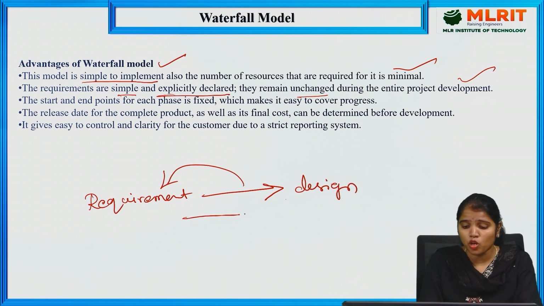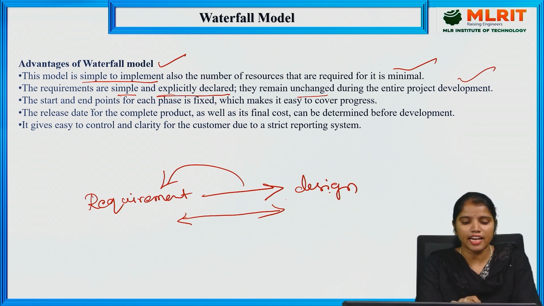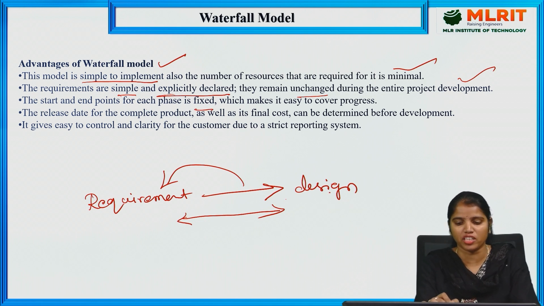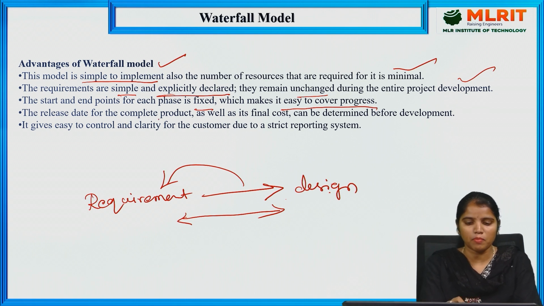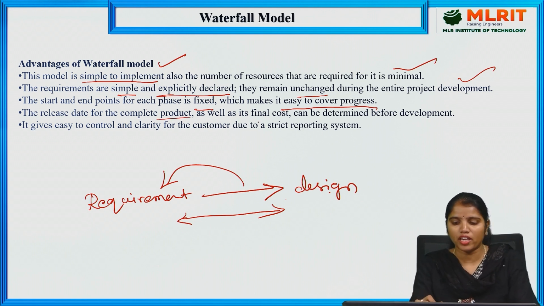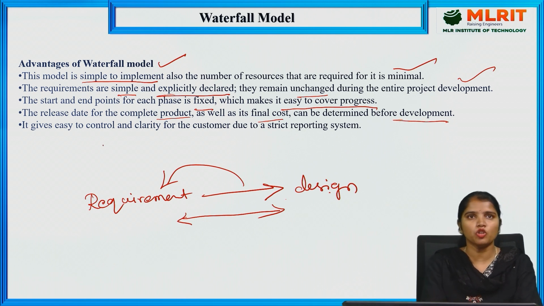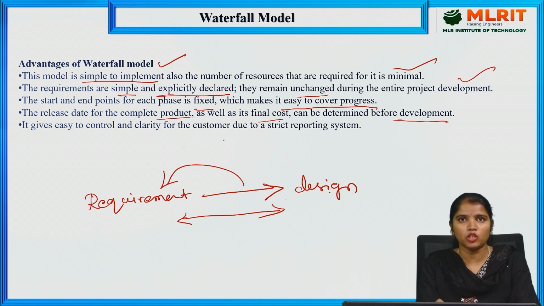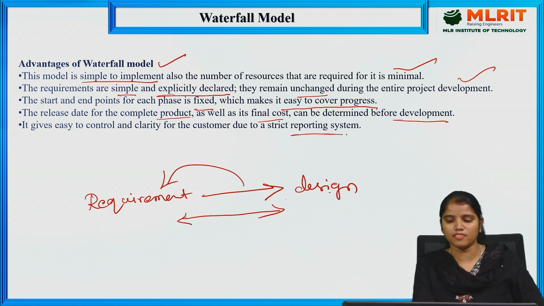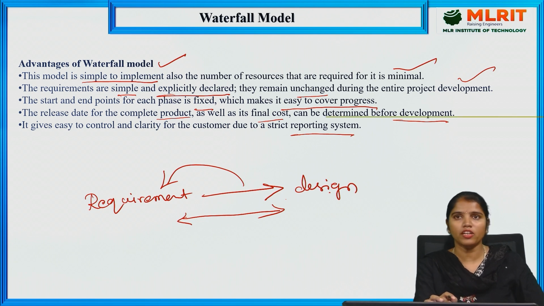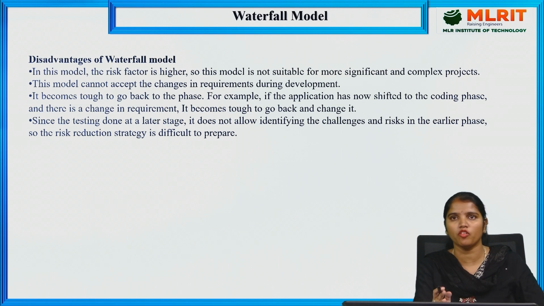But this works perfectly only when moving from the requirements phase to the design phase. The start and end points for each phase are fixed, which makes it easy to measure progress. The release date for the complete product and its final cost can be determined before development. It gives easy control and clarity to the customer due to a strict reporting system. These are the advantages of the waterfall model. Now let us look at the disadvantages of the waterfall model.